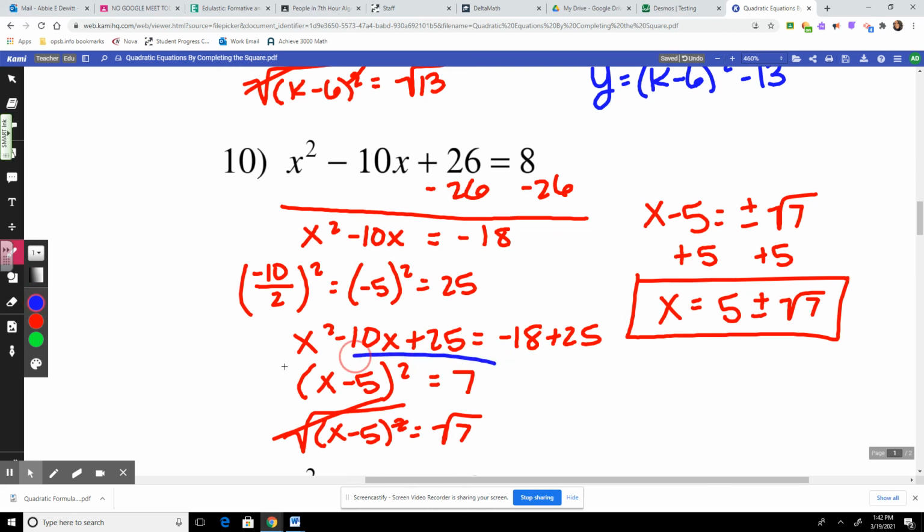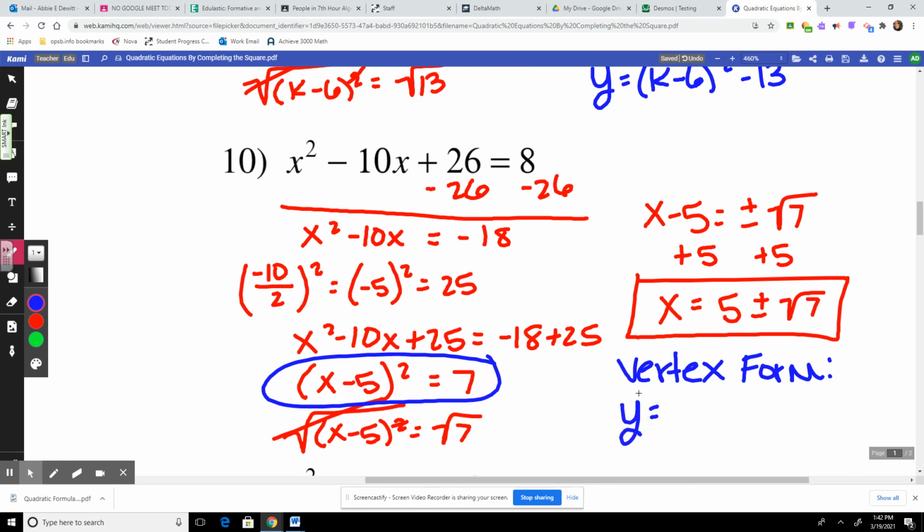And then the vertex form, coming back to step 4, the vertex form is y equals, a is 1 still, x minus 5 squared minus 7.